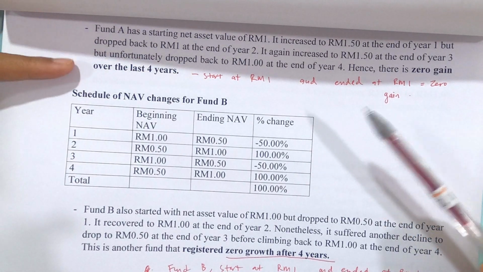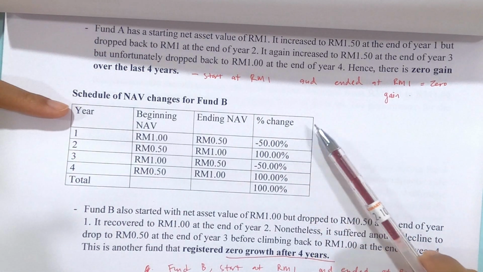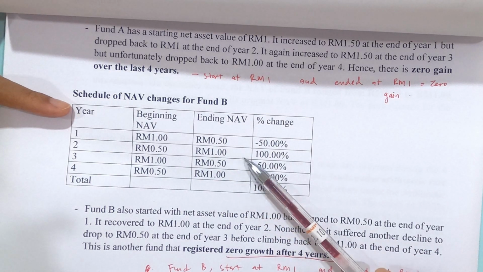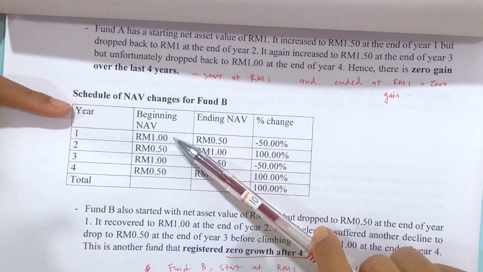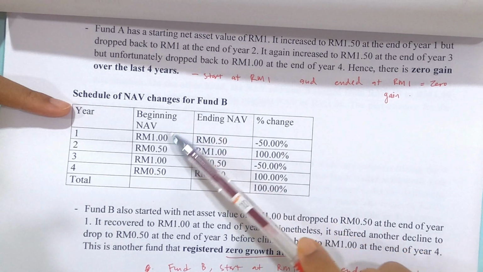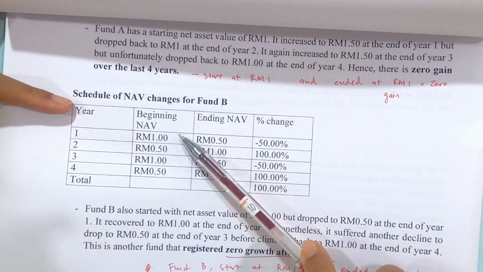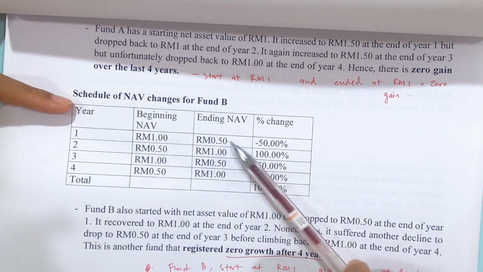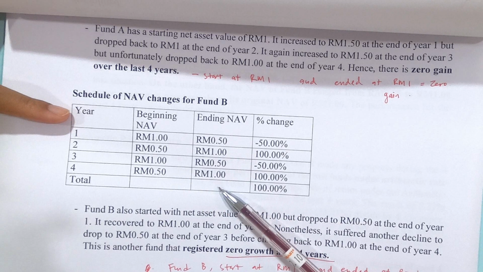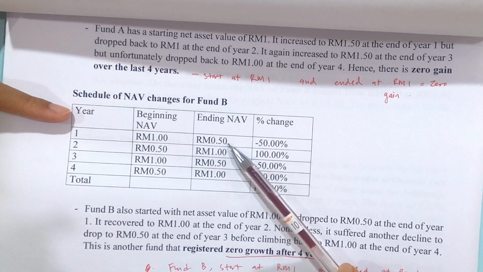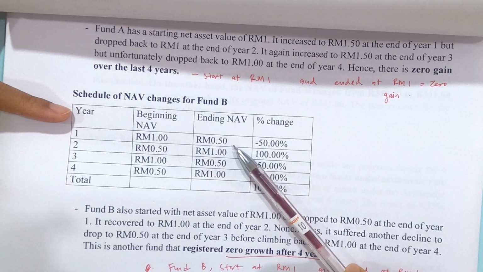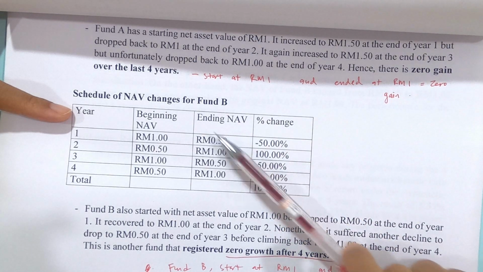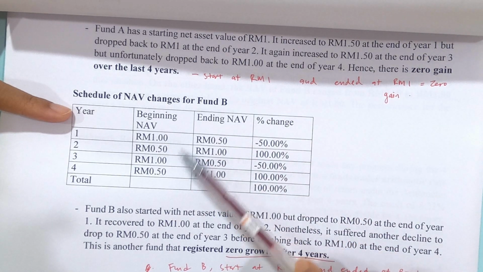Nevertheless, if we use the same analysis for Fund B, we can see that the value is always below the beginning net asset value. You can see that here, the beginning net asset value is 1 ringgit, and in the next several years, it keeps reducing to 0.50.